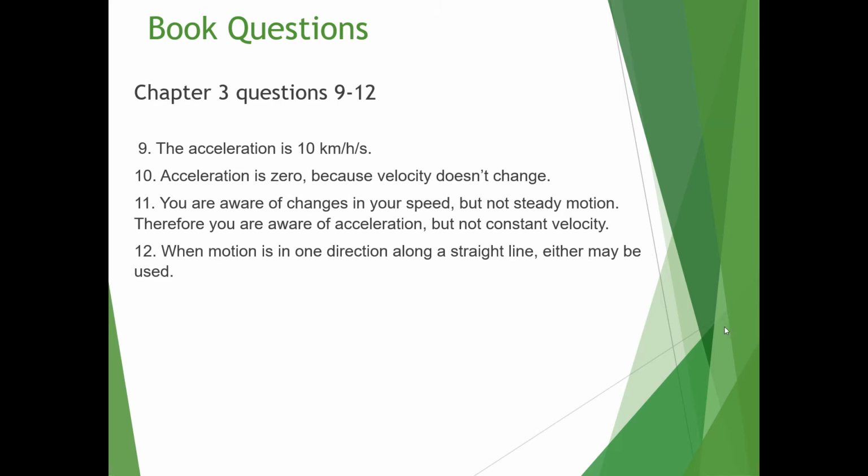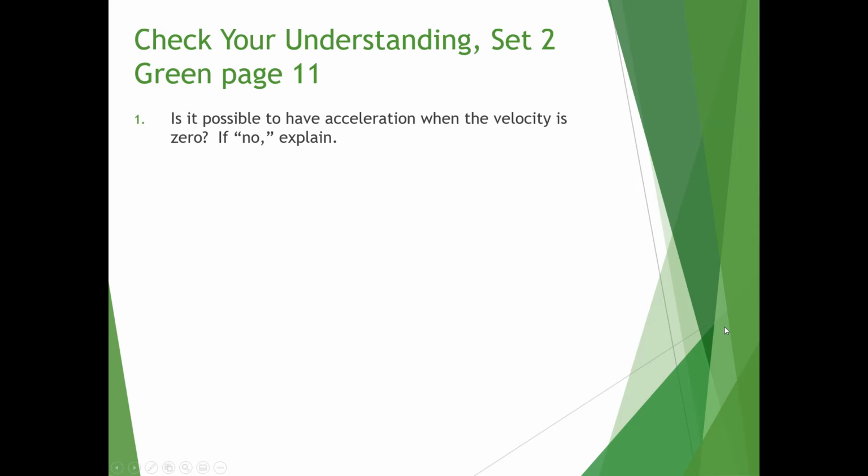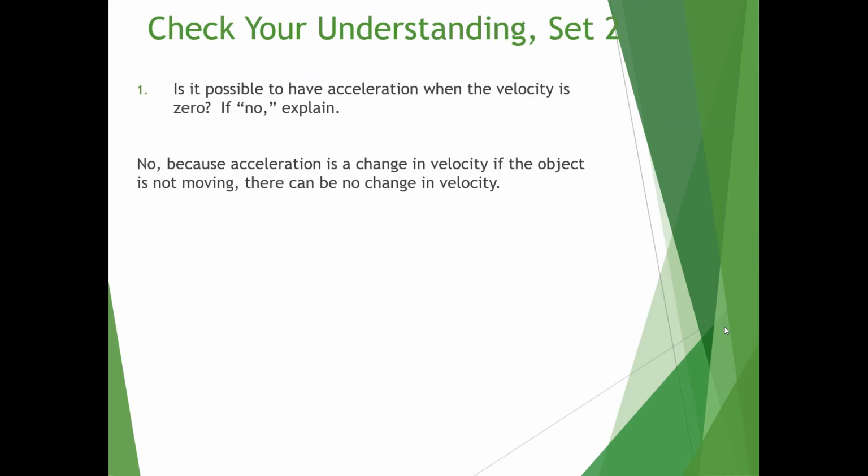Right. So what we're going to work on now is a number of questions in your packet. This is page 11. So is it possible to have acceleration when the velocity is 0? If no, explain. What do you think? No, because acceleration is a change in velocity. If the object's not moving, there can't be any change in velocity.